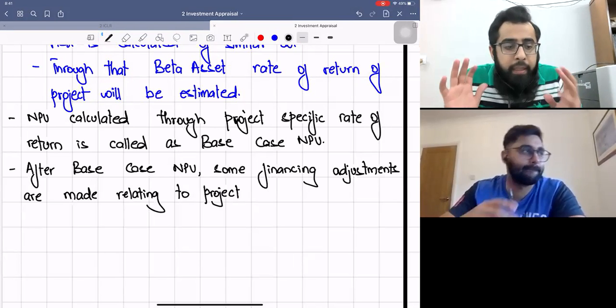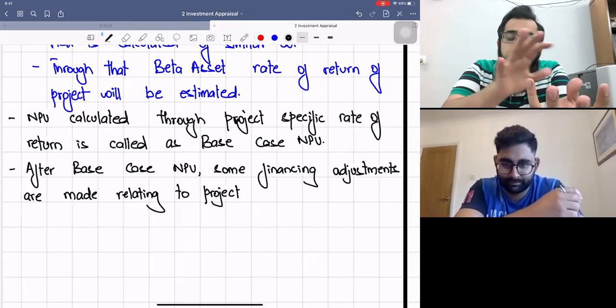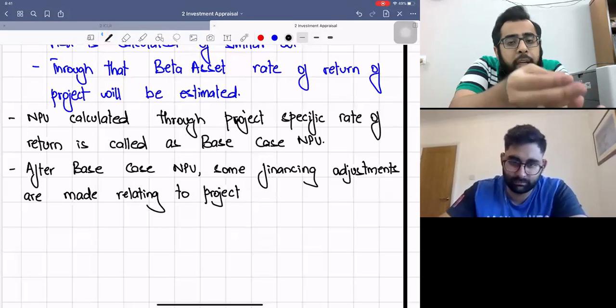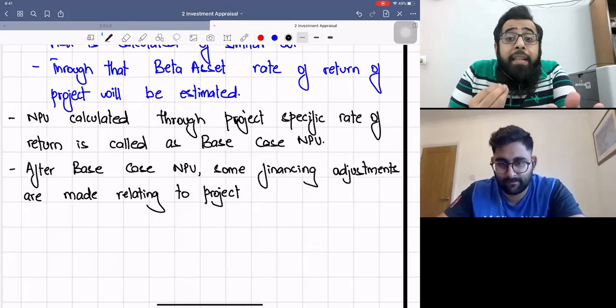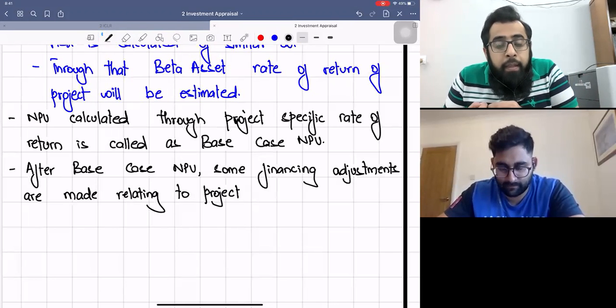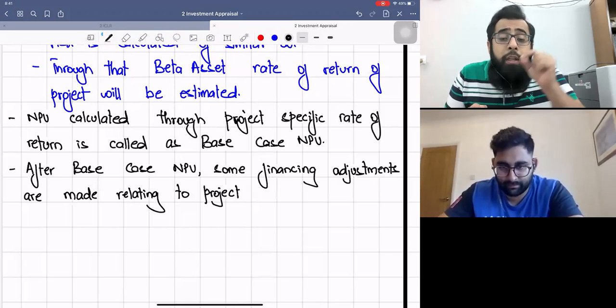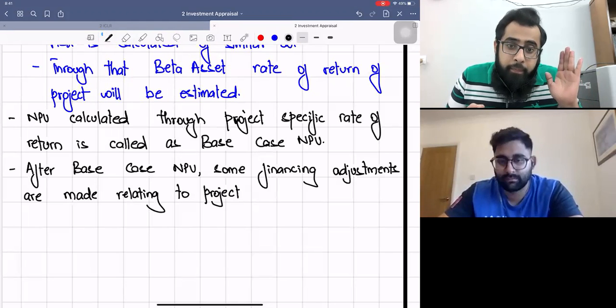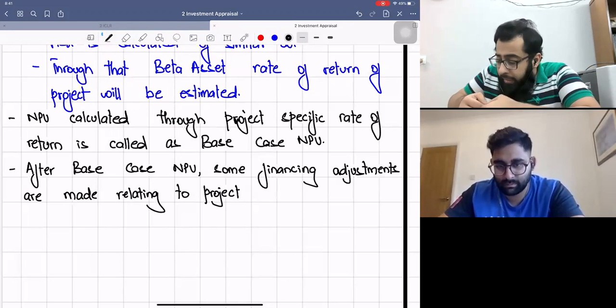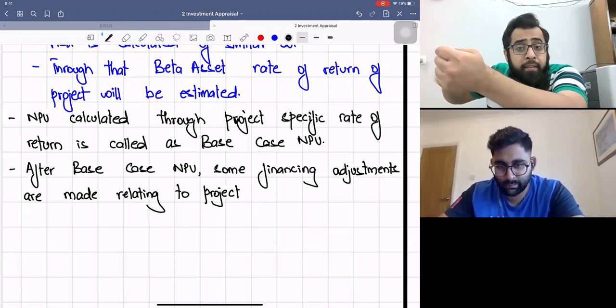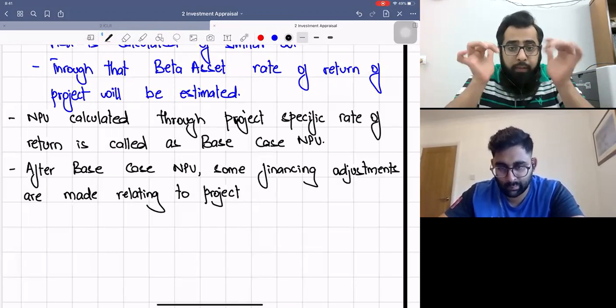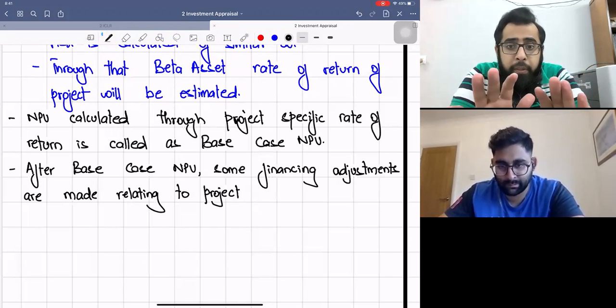Are you getting the point? Now the project will operate, the project will earn. Once the project earns, it will give a return to the company, and that will be the return according to the risk of that project. From that return, the company will pay its financiers, the debt holders and the equity holders. Are you getting the point?